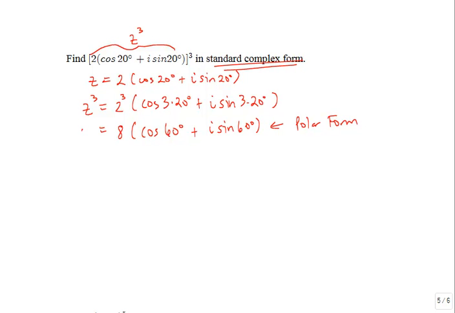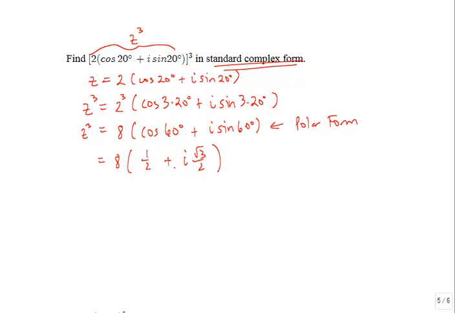So that means what we want to do at this point is go ahead and figure out what cosine of 60 degrees is. And that's the same as pi over 3. So cosine of pi over 3 is 1/2, and sine of pi over 3 is root 3 over 2, and they're both in quadrant 1, so those are both positive.